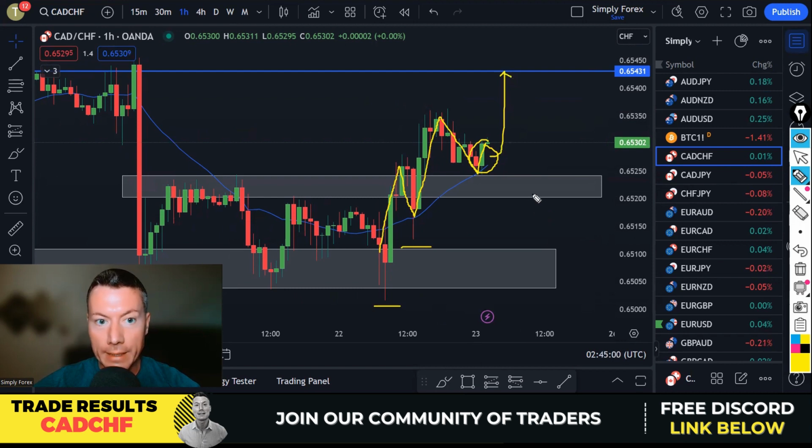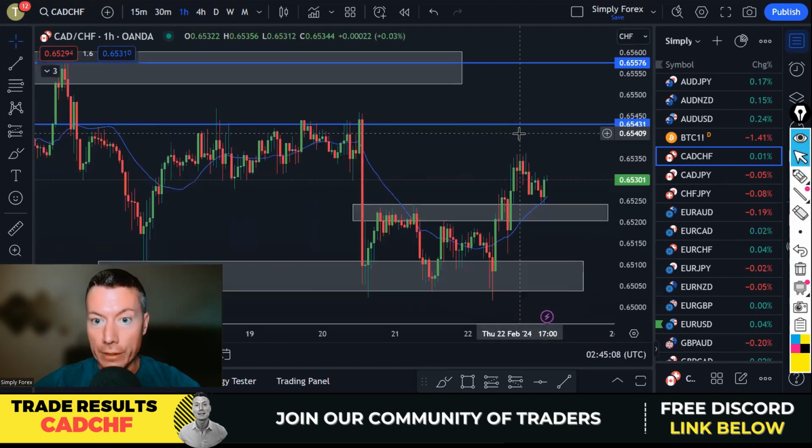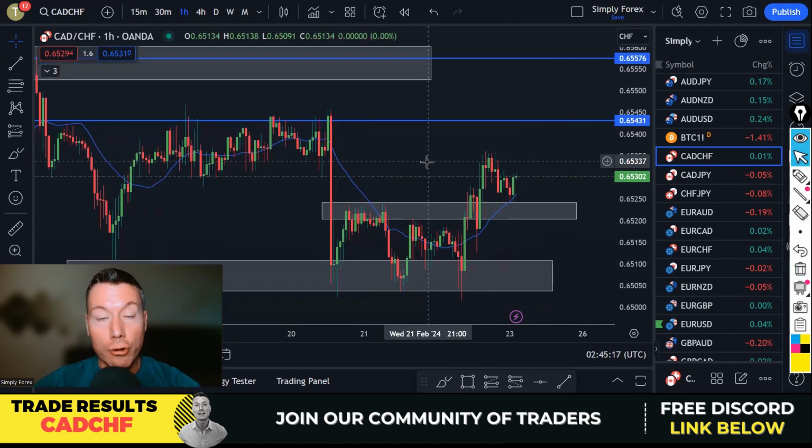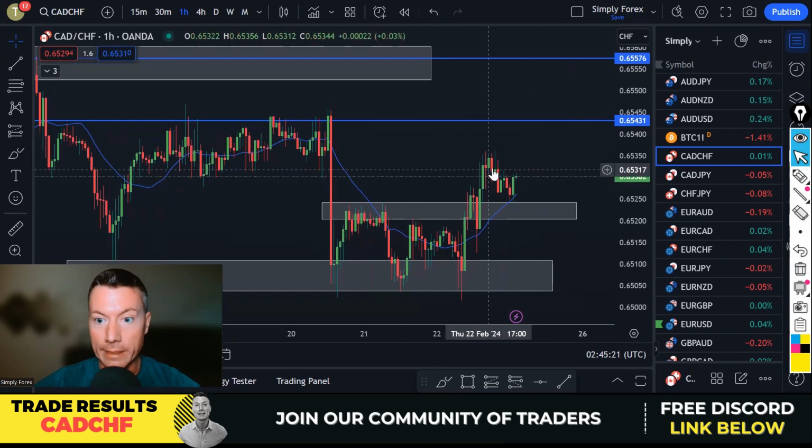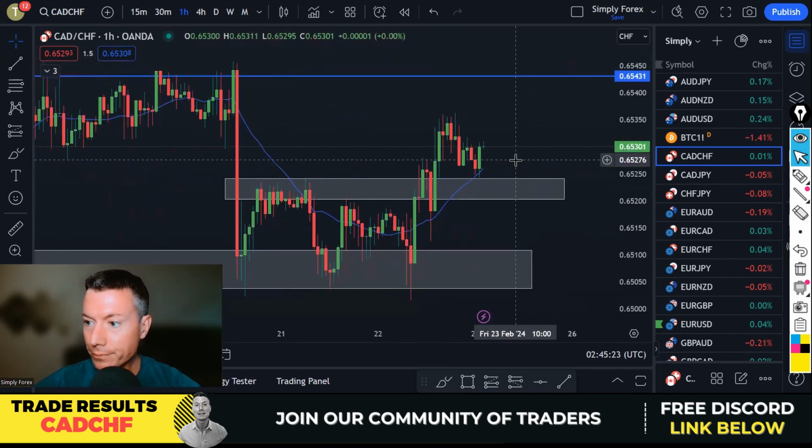So yeah, Canadian dollar, Swiss franc, we're still in this trade, and the idea is to take it back up to the top of the range, if not a bit further, guys. If I zoom out, we can potentially leave some profit on the trade and take it up to here. So yeah, that trade I put in the VIP Discord Trading Academy, guys, so check it out.